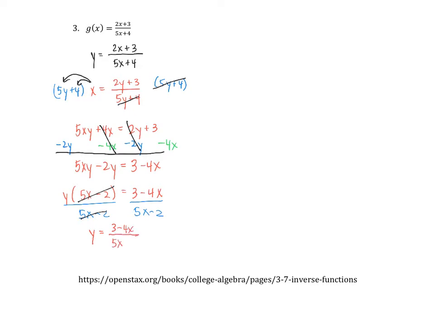over 5x minus 2. And then the last step is to rewrite this using your inverse notation. So instead of a y, we're going to put f inverse of x is equal to 3 minus 4x over 5x minus 2. And that is our inverse. So obviously this one was more complicated than the last one, but the idea is the same.